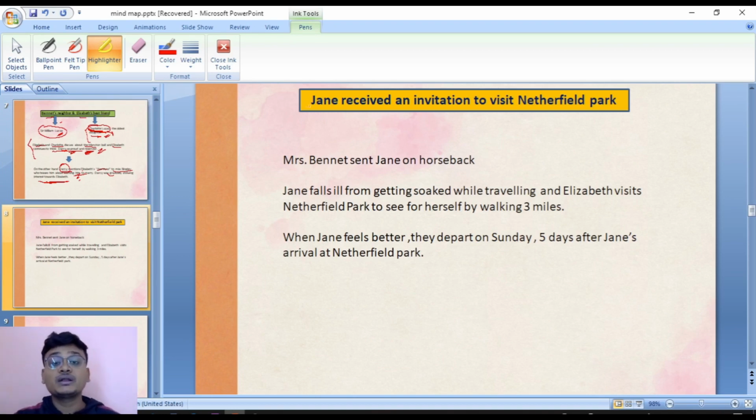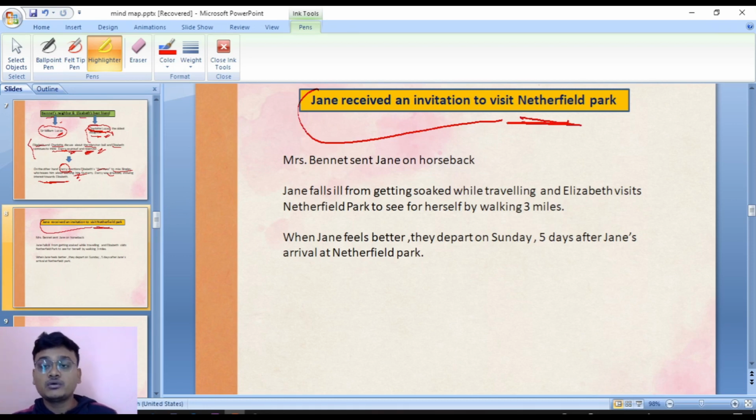Now, what happened one day? Jane received an invitation to visit Netherfield Park. When the Bingleys were at Netherfield Park, they sent a letter to Jane, and Jane received the invitation, and now Jane will visit Netherfield Park.